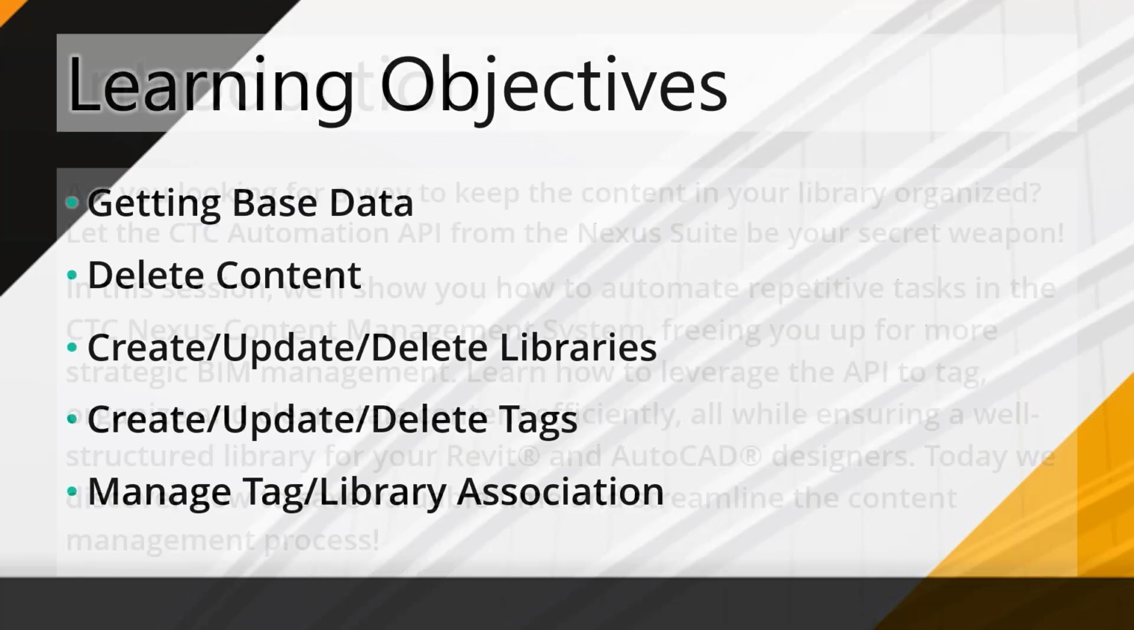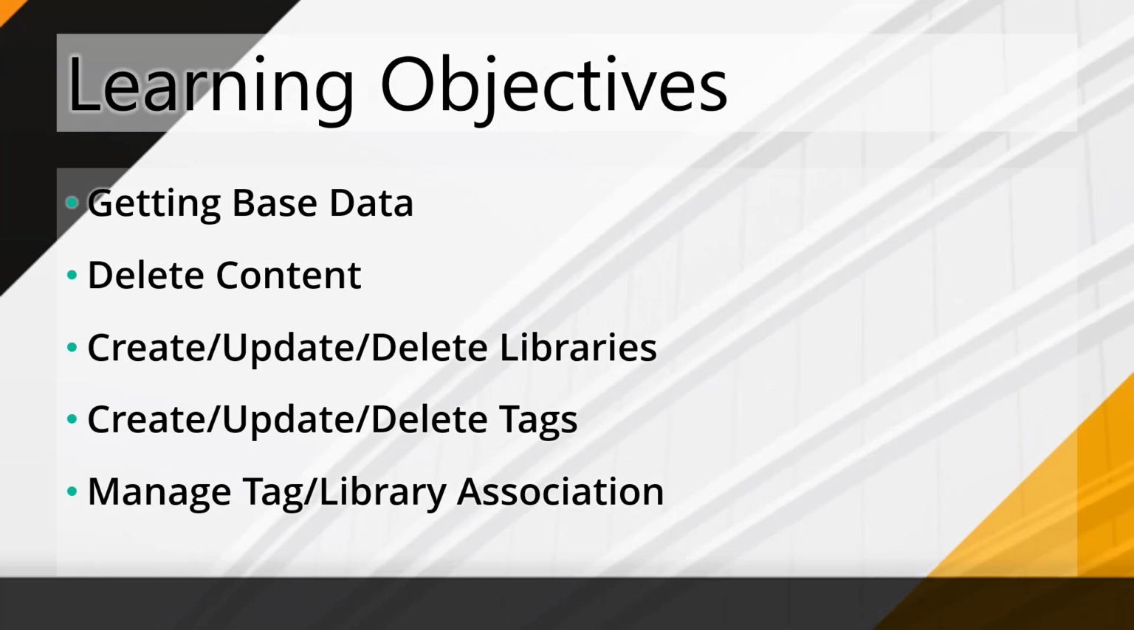So we're going to go through a few learning objectives. Normally I have 4, but today I've actually got 5. We're going to talk about getting base data, specifically content data, so content files, whether it's AutoCAD or PDFs or Revit content, you name it. We're going to get some base data for that. We're going to talk about cleaning up some old stuff, deleting some old file records.